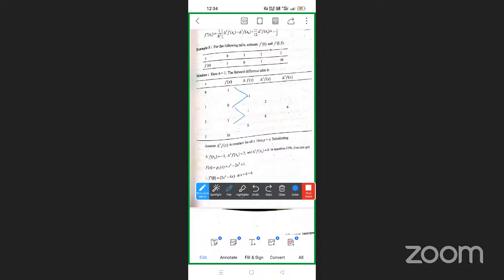So next, 10 minus 1, 9. So 1 minus of minus 1, 2. So next here also 9. So next 6. So this is the forward difference table.